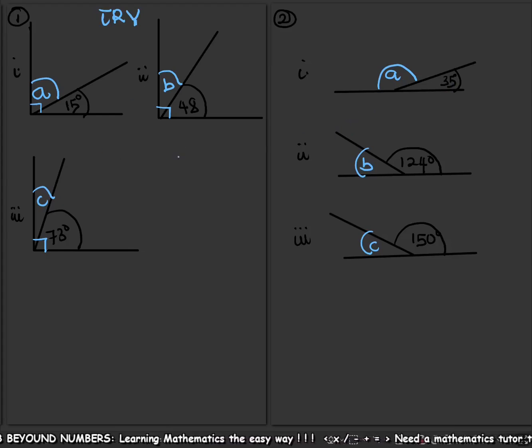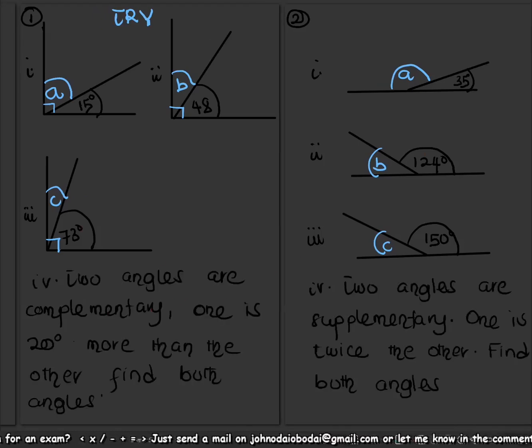So this will be your first set of questions. For this second set of questions, as you can see, they require your understanding of algebra. Two angles are complementary. One is 20 more than the other. You have to find both angles. The second one says two angles are supplementary. One is twice the other. You have to find both angles. So this is how far this video is going to take.